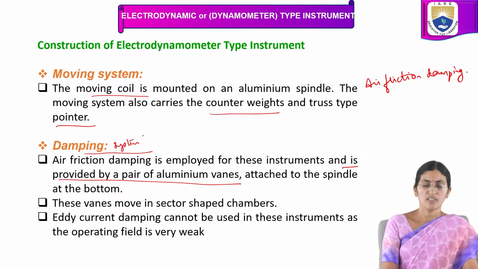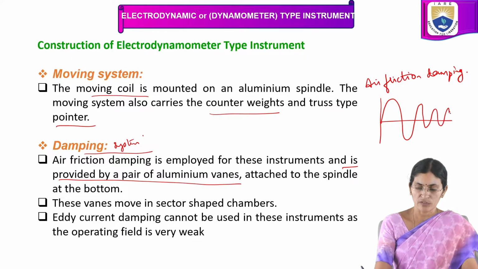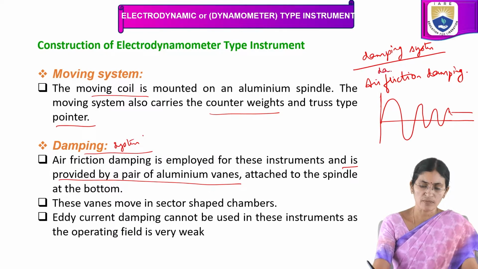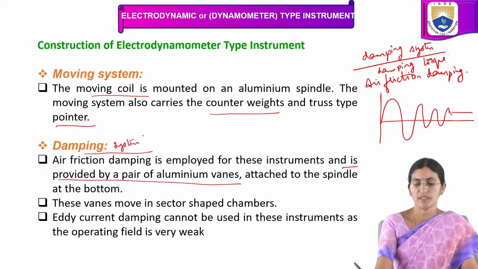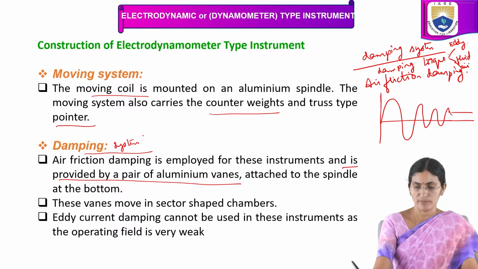So we have seen what is air friction damping. Nearly all the instruments are second order systems, so they will have oscillations before coming to the final steady state position. So in order to damp out these oscillations, a damping system is required. This damping system provides the damping torque. We have seen the different types of damping torques also: eddy current damping, fluid friction damping, and air friction damping.